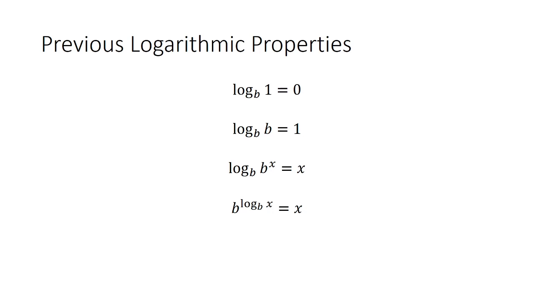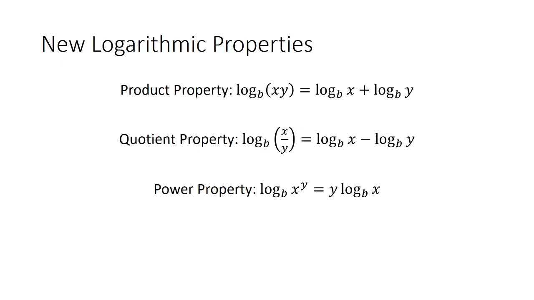And a few other properties here too. Remember the log of b itself is equal to 1. We can also compose log functions and exponential functions to leave us back with just the identity x. So the log of b to the x or b to the log of x, both of those are just equal to x. Today, though, we'll try a few new ones.